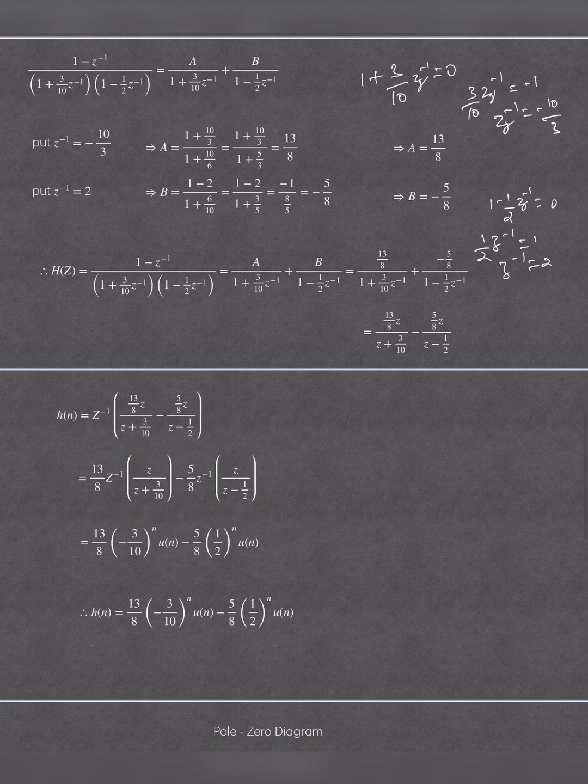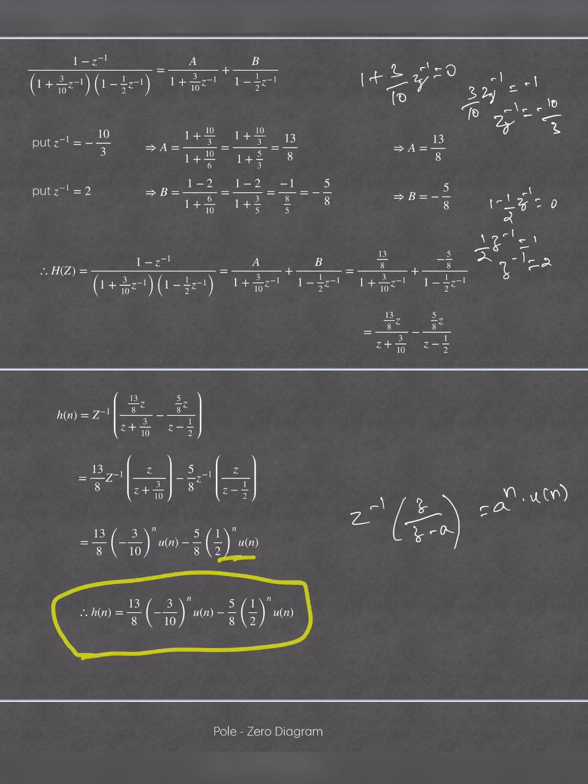So this formula z by z minus a, what is the formula for z inverse of z by z minus a? The formula is a power n into u of n, because it is the unit step function. So we can just write in this way. So this is the formula you will get. So 13 by 8 into minus 3 by 10 power n into u of n minus 5 by 8 into 1 by 2 power n into u of n. So this will be your impulse response.